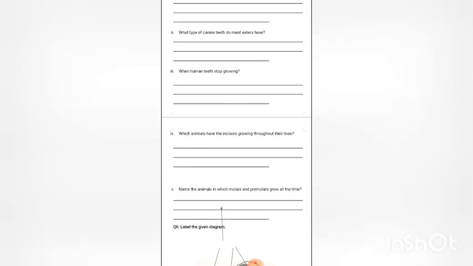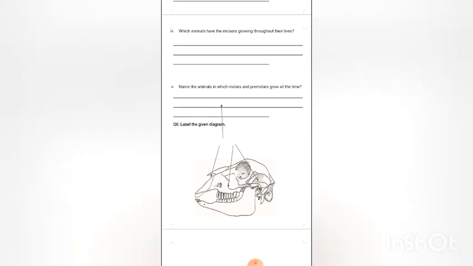Which animals have incisors growing throughout their life? Incisors of rabbit, mice and rats grow throughout their lives. Name the animals in which molars and premolars grow all the time. So you have to write plant eaters, like cow, buffalo, goat. Label the given diagram. So the first one is, the upper one is a flat horny pad. At the back they are molars and premolars, and the down one they are incisors.